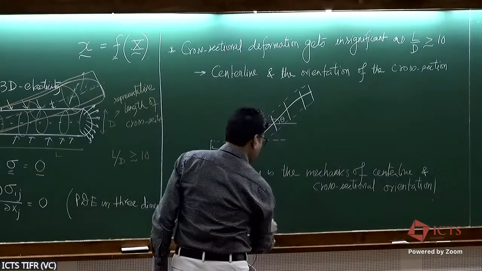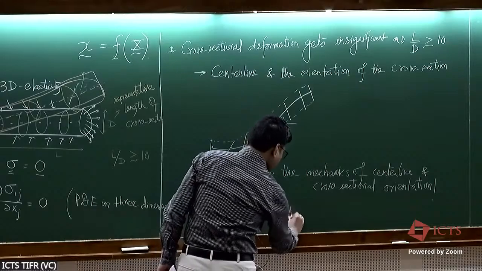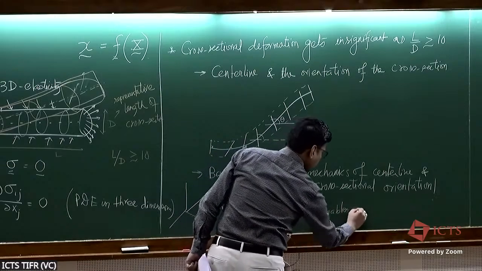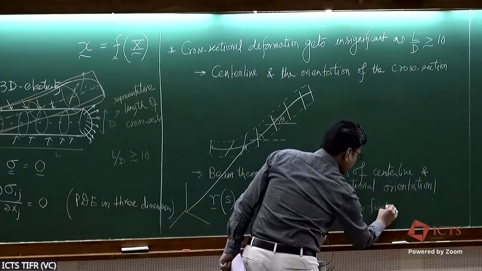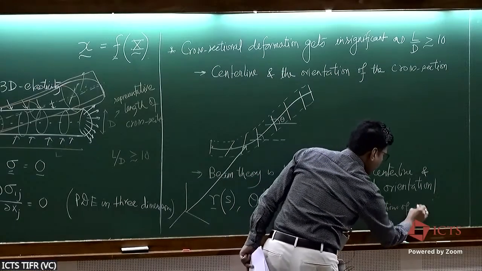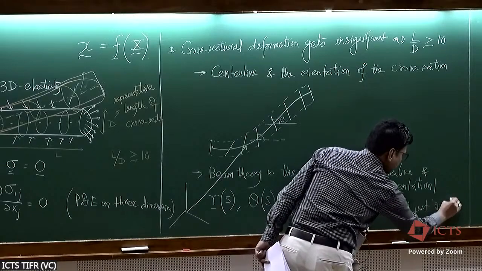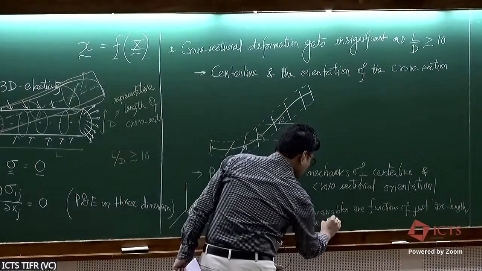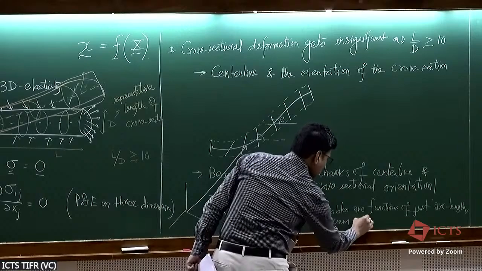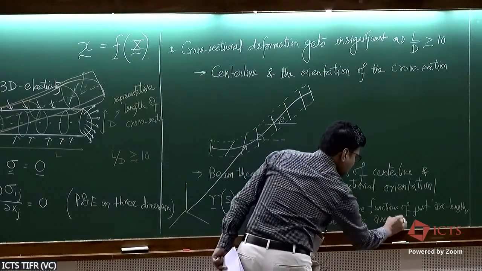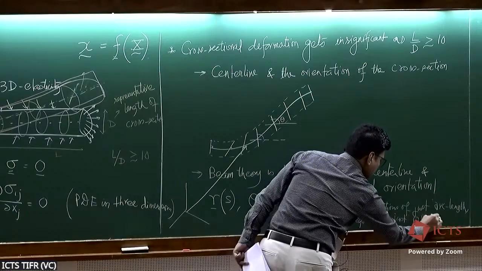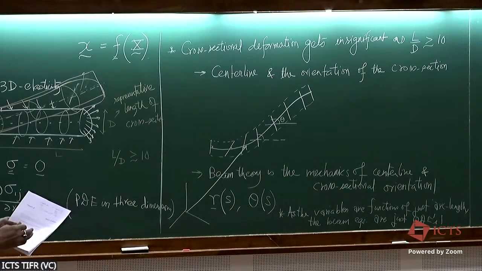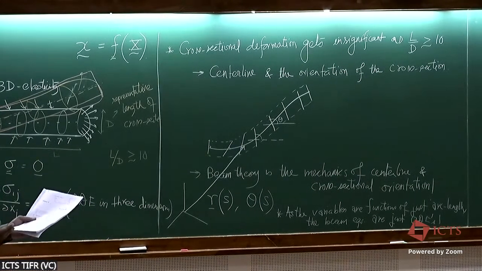So I'll put it here: the variables are functions of just arc length, the beam equations are just ODEs instead of PDEs, which you can very easily, not easily, but relatively easily solve.